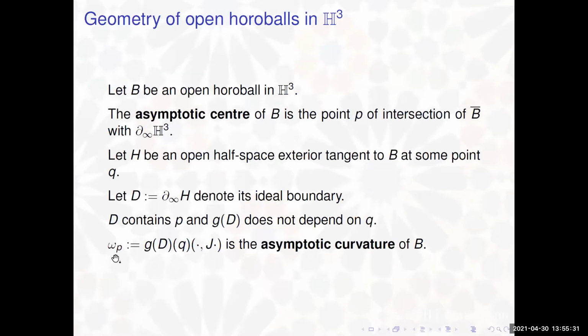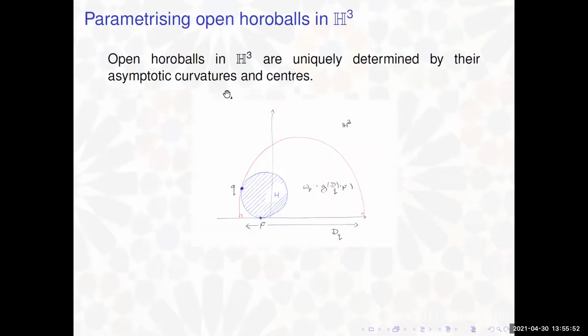So I'm going to define omega P to be GD of P, this should be P, not Q, composed of J to turn it into a form. And I'm going to call this omega the asymptotic curvature of my horrible. Why do I call it asymptotic curvature? Because it behaves like curvature. So it turns out that open horribles in H3 are uniquely determined by their asymptotic curvatures and their asymptotic centers.